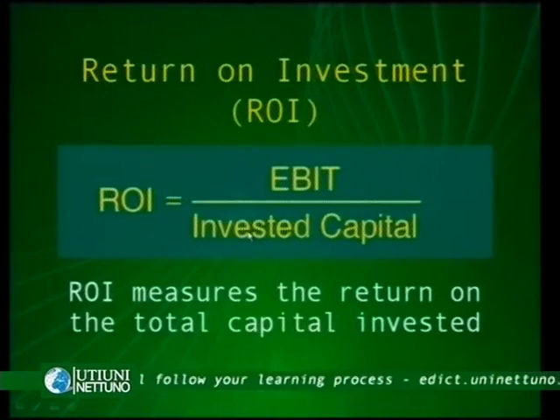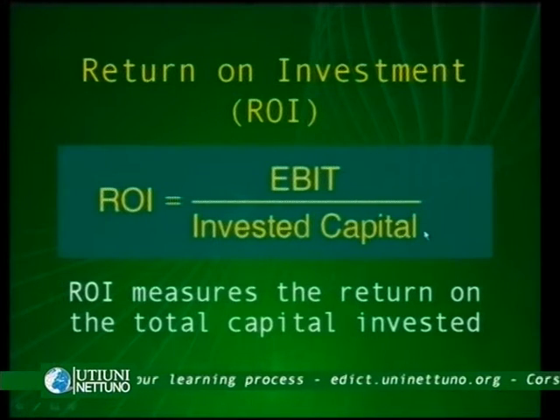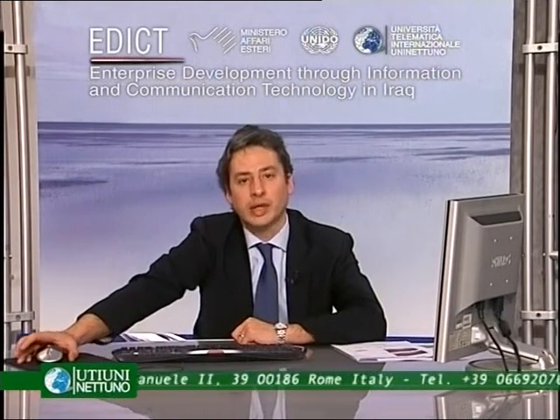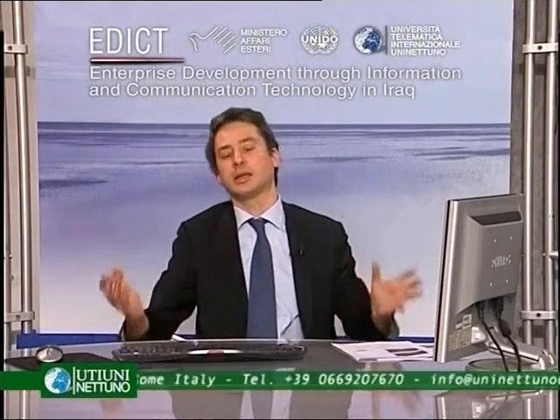Invested capital, as we have seen before, is the total capital invested into this project, and is made up of fixed assets plus net working capital. Or, as we have already discussed, it can also be interpreted as the sum of loans and equity. So it's basically the total capital that has been invested by shareholders and creditors into this project, and can be calculated on the basis of the projected balance sheet, as we have seen in the previous class.